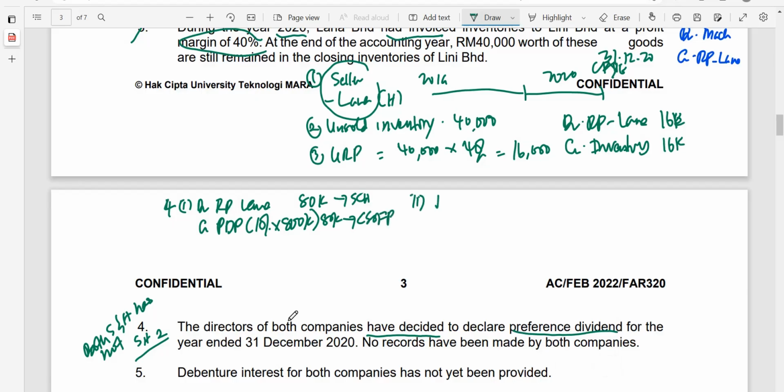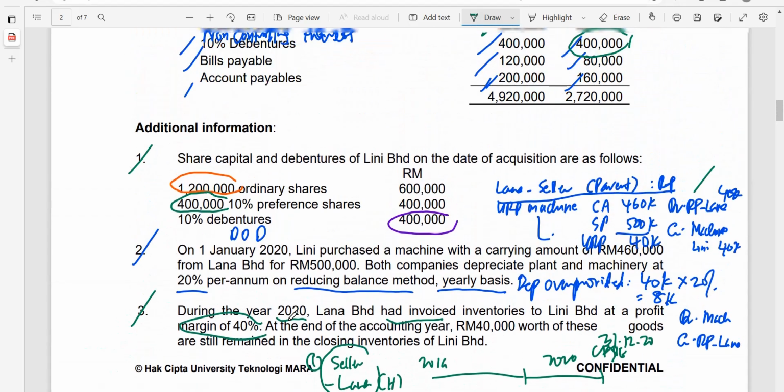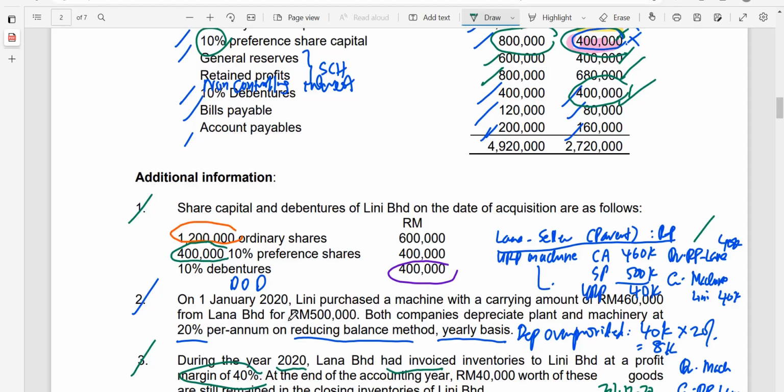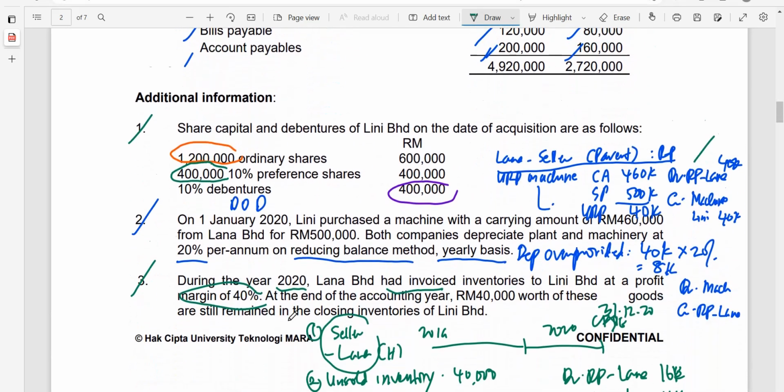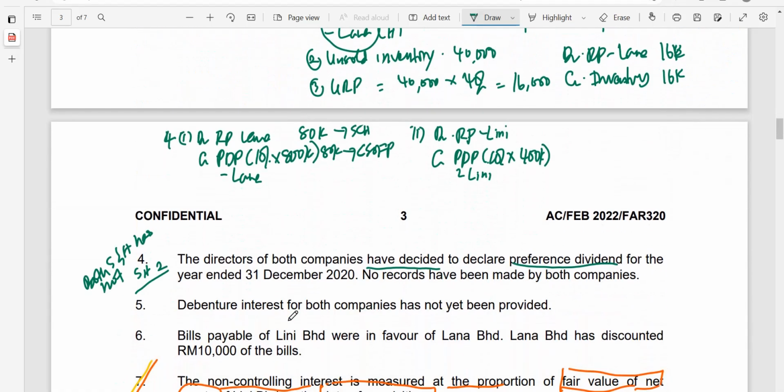Number two is that you need to also do the recognition of dividend or declaration of dividend by Lini. Remember, for Lini, you will credit the preference dividend payable. This one is for Lana, but this is for Lini, and this would be 10% times 400,000. Which 400,000? Again, the 400,000 under the preferences. And that was for 1 year, so therefore this is 40.